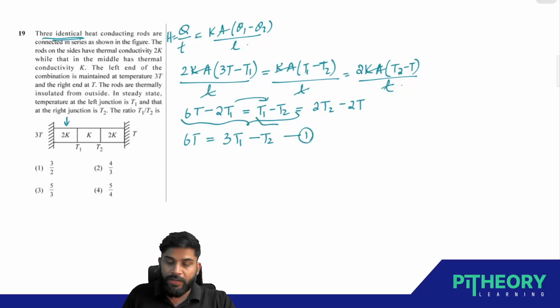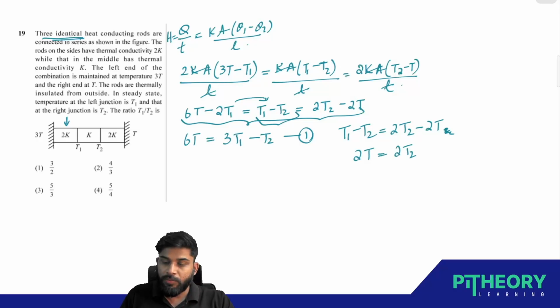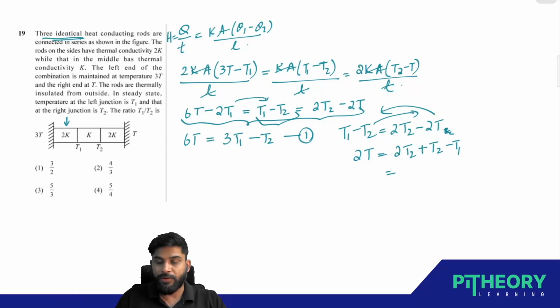And if I'm going to write the middle one, the other equation, what is that you'll be getting here? Again, for T I'm taking here, we have the relation T1 minus T2, that is equal to 2T2 minus 2T. So 2T, that is equal to 2T2 plus T2 minus T1, it will come, correct? Because I took the left hand side to the right hand side. So you get 3T2 minus T1, right? That is what 2T is.